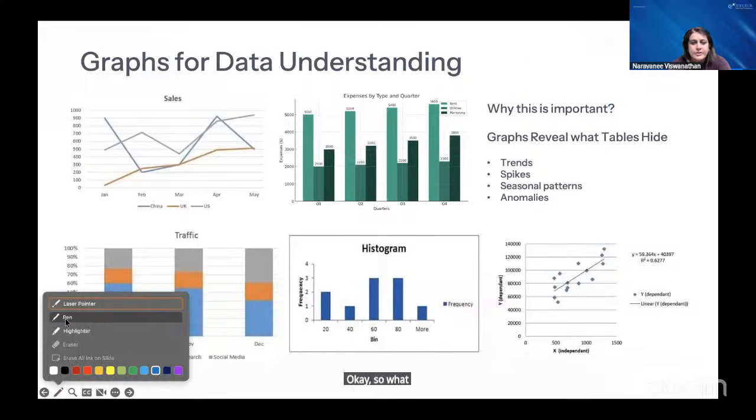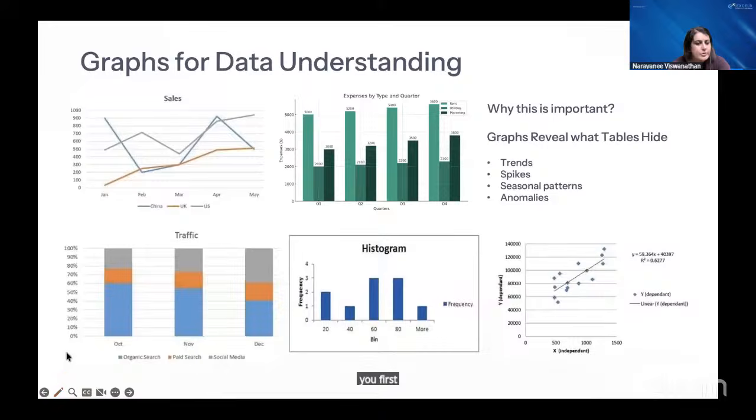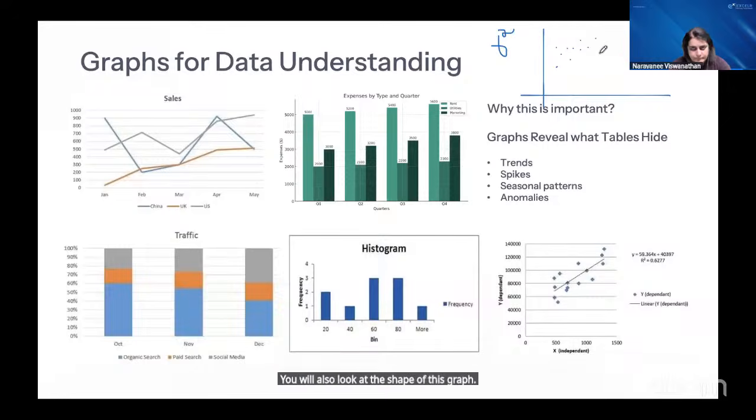Okay. So what I was trying to say is, before you do linear regression, you always do a scatter plot. You will not only look at the R squared value, you will also look at the shape of this graph. Can you see the shape of this graph? How does it look? What is the shape of this graph? You can see it looks like this, right? So if it looks like this, then I cannot fit a line to it. I can fit a curve to it.